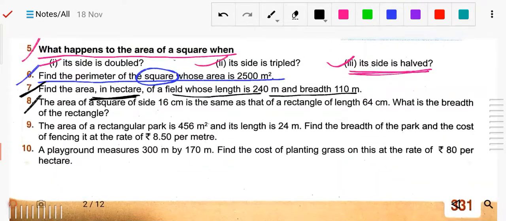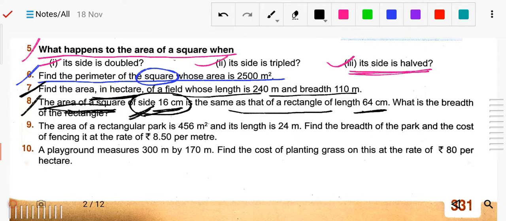Okay, now next question, number 8. Here there is the area of a square whose side is 16 centimeter, and it is the same as the area of a rectangle whose length is 64. Two shapes are there, one square and one rectangle, and both areas are the same. The length of the rectangle is given, so you have to find the breadth.